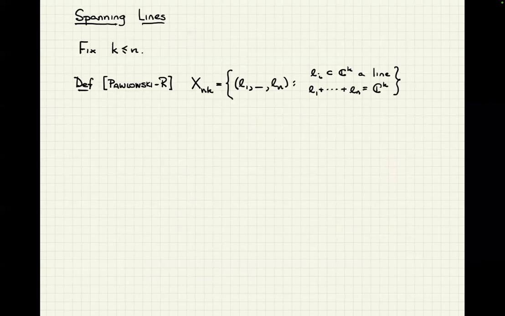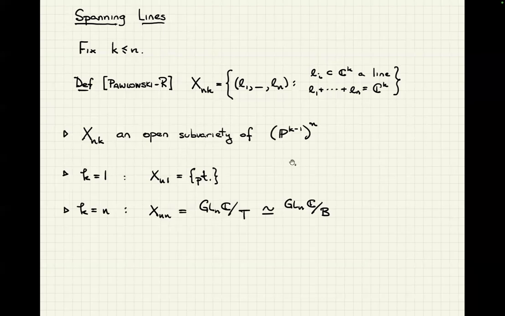So we talked about a couple of varieties, really flag varieties and Springer fibers, that are quite classical. What about some newer varieties? Can we apply our machine there? So the first variety we'll think about is spanning line configurations. So we'll fix k at most n. And we're going to let X_{n,k} be the set of n-tuples of lines in C^k which, when they work together, span C^k. So this is a variety I defined with Brendon Rhoades.